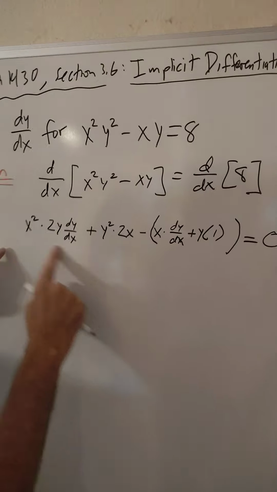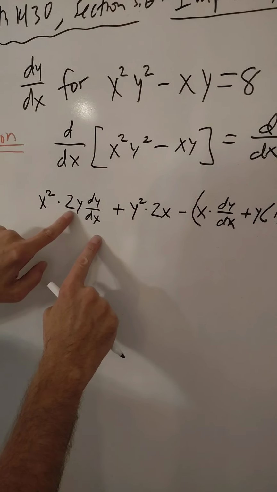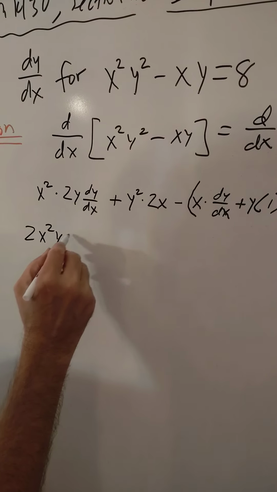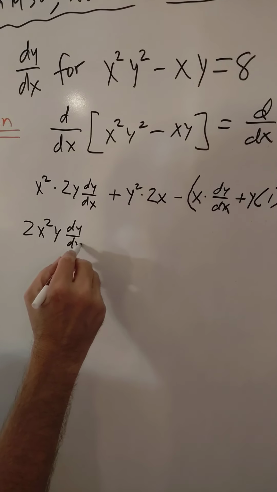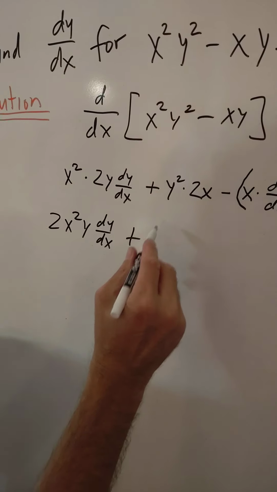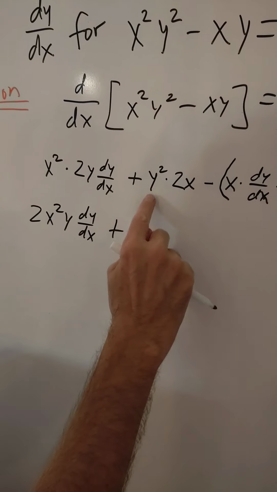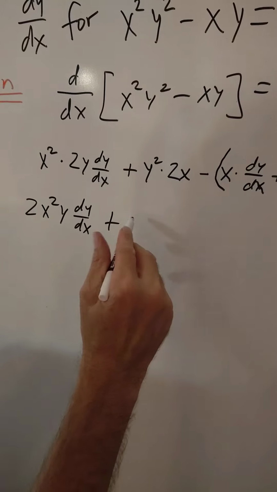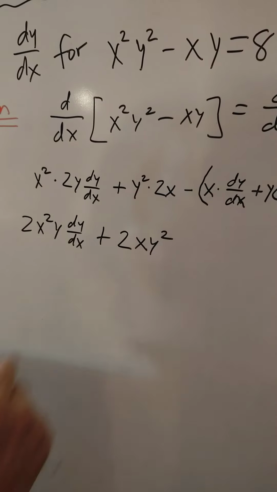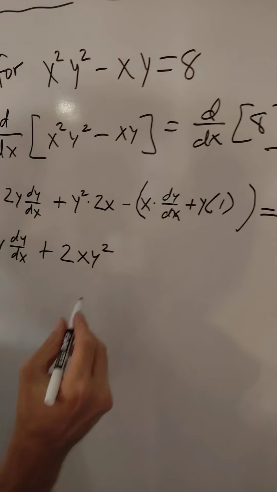This first term right here, it looks better if you put the number in front. So I'm going to write 2x squared y dy/dx. So that takes care of this first term, simplified. Plus, and now this second term, that looks a little awkward to me. Put the number first, the coefficient. So 2xy squared. I like my variables in alphabetical order, but you don't have to.